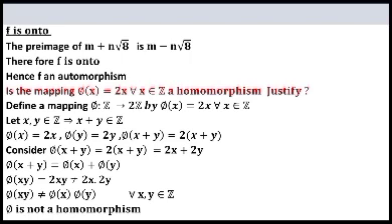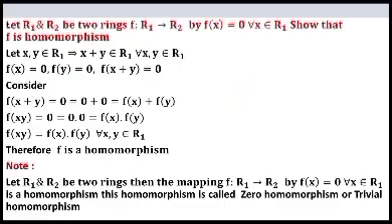It satisfies the first condition of homomorphism. Next we are considering phi of xy is equal to 2xy, that is 2x into 2y. Therefore, phi of xy is not equal to phi of x into phi of y for all x, y belongs to Z. That is, it does not satisfy the second condition of homomorphism. Therefore, phi is not a homomorphism.